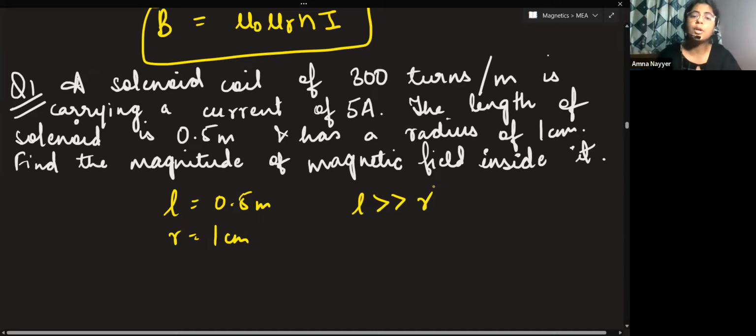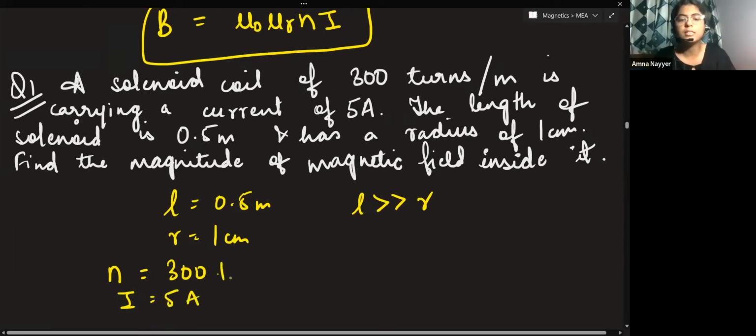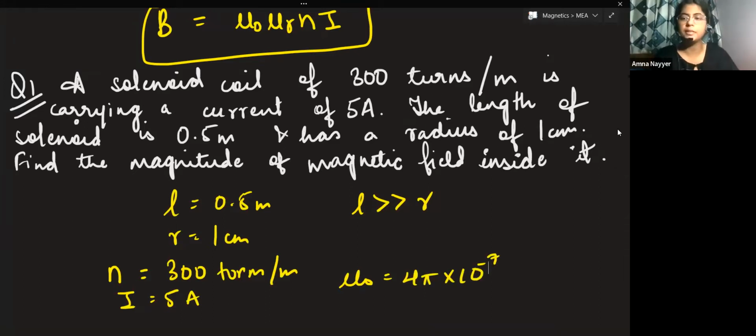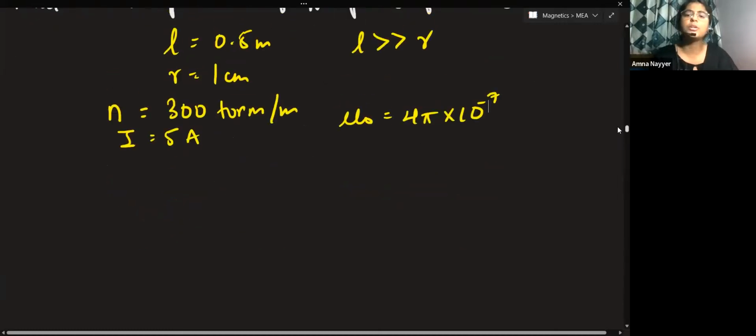Now you see, number of turns per unit length is given as 300 turns per meter. This is not even per centimeter, so you don't need to convert it. It is given directly. And current is given as 5 amperes. And what is left? Mu naught, we write it as 4 pi into 10 to the power minus 7 Tesla meter per ampere. So just put it in the formula.